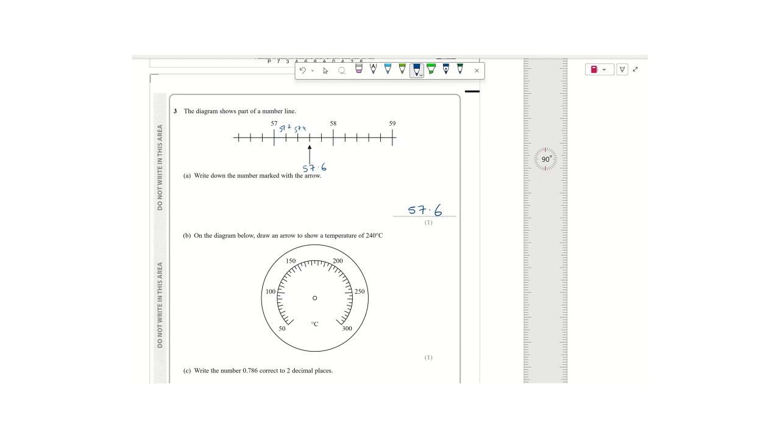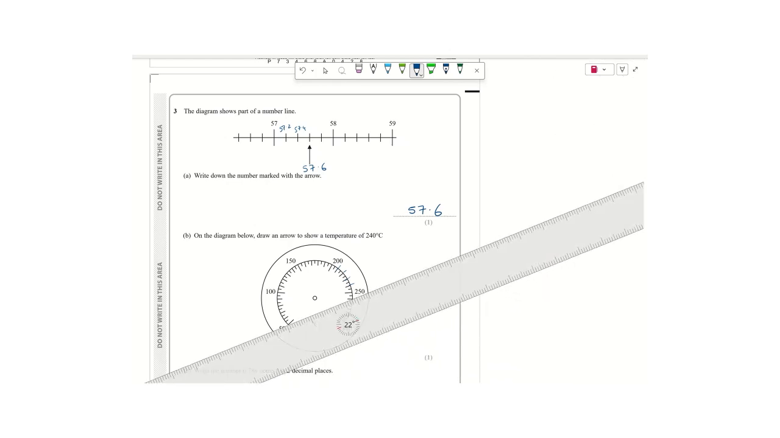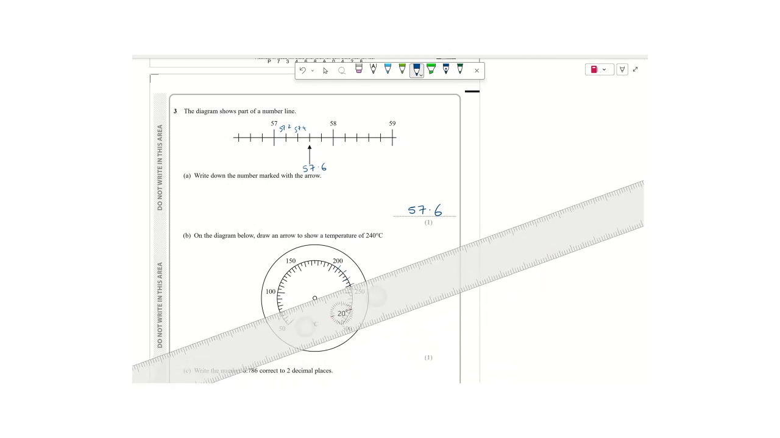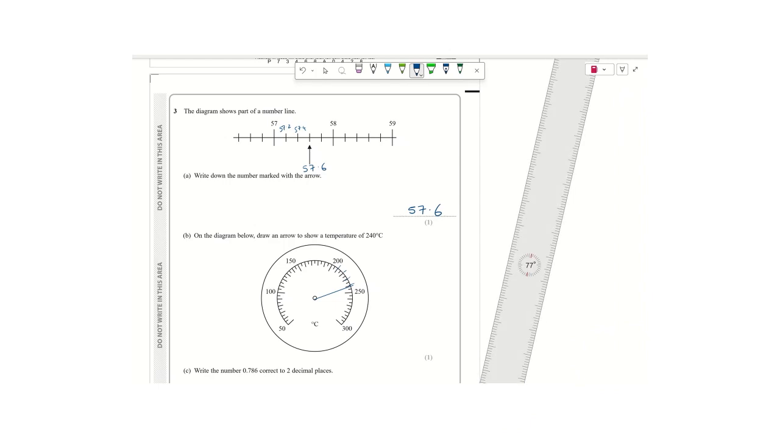And to draw an arrow for 240 degrees, you can see each of these big ones must be 10, because that will be 210, 220, 230, 240. So when you draw your arrow on, it's got to go directly to that one there. Okay, mine didn't do a very good job. I'm going to have a wobbly arrow instead to make sure it ends up in the right place. Okay, it must go to there.